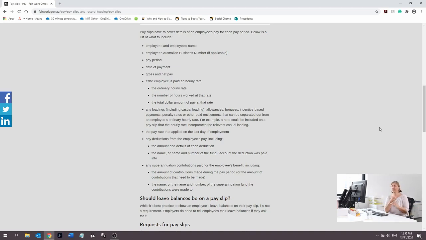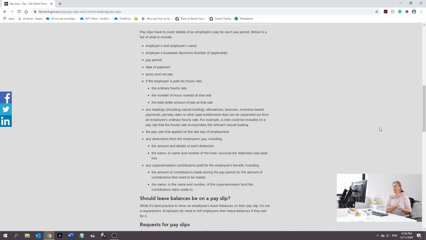So the employer's and employee's name, so your employer's name and your name should be on it. The ABN, if applicable, any pay period, the date of the payment, the date that you're going to receive the payment, the gross and net pay, and if that confuses you, gross pay is your total pay without the tax being taken out, and your net pay is the amount of money you're going to receive into your bank account after all the tax is taken out. Okay, so gross pay is all the monies, and the net pay is the monies without the tax.